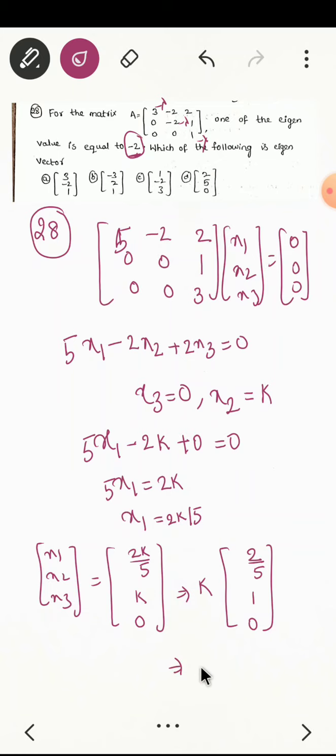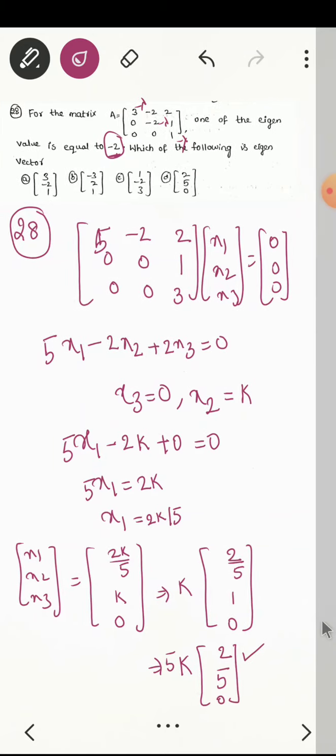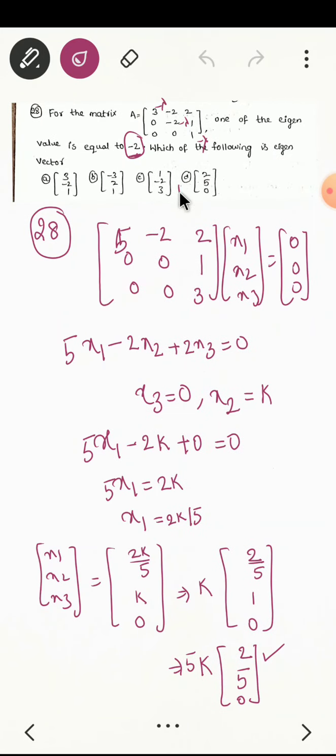Now in order to eliminate fractions I will multiply by 5. If I multiply by 5, we get 2, 5, 0, so the vector is (2, 5, 0). Which option? Option D is correct.